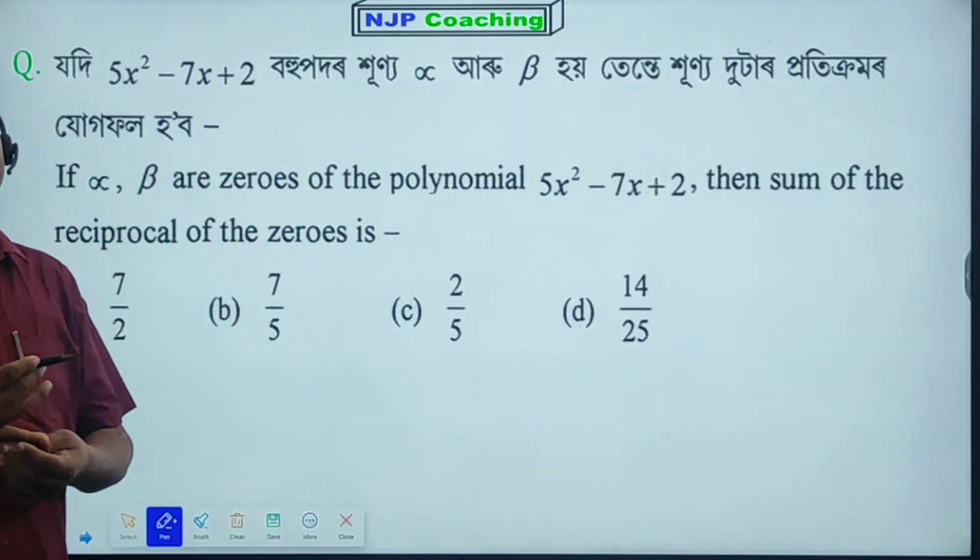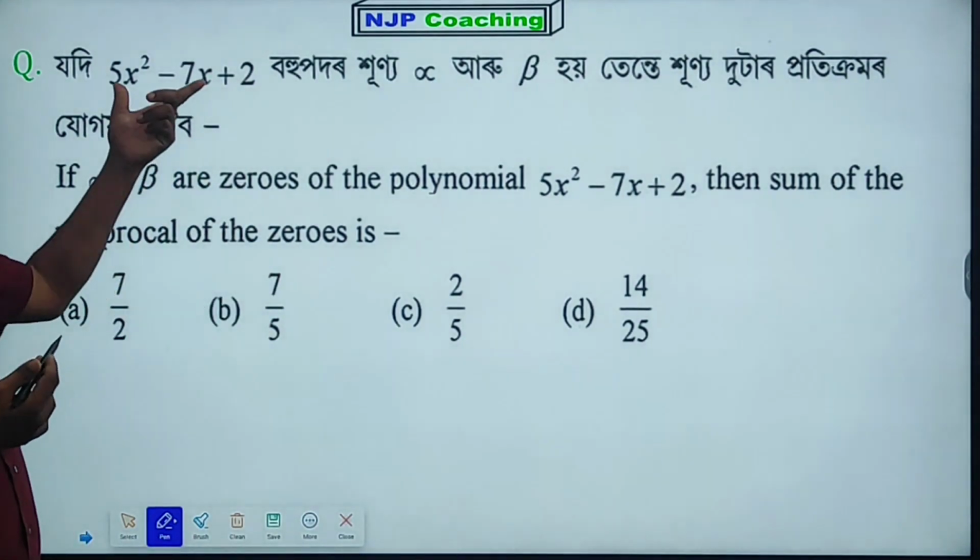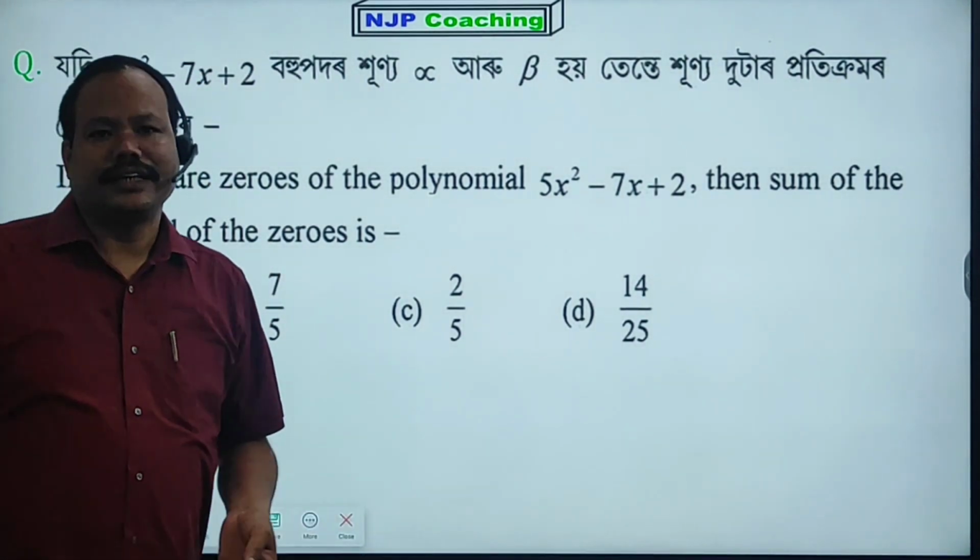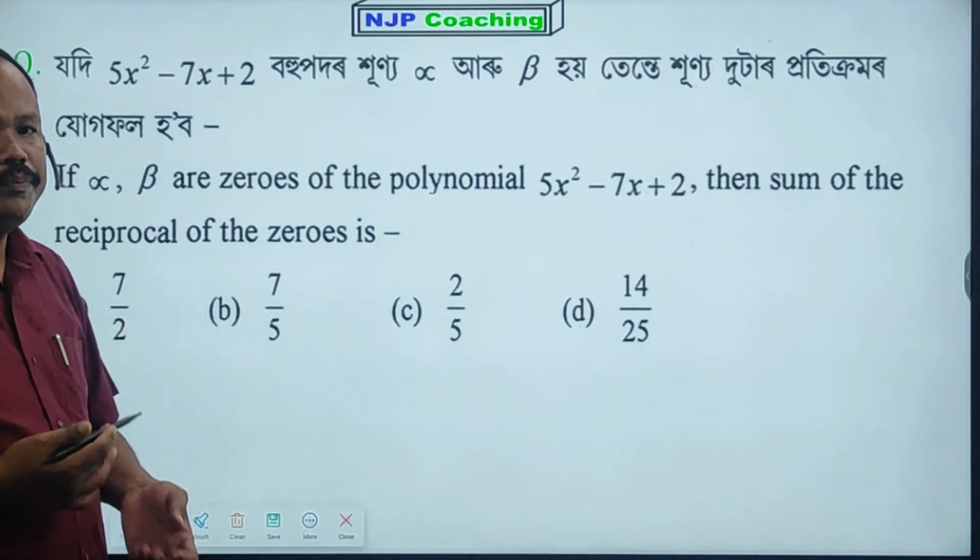Alpha and beta are the zeros of the polynomial 5x square minus 7x plus 2. And we need the sum of the reciprocal of the zeros.